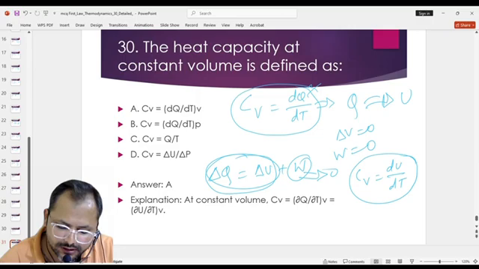Here dq means heat energy, and dt means change in temperature.